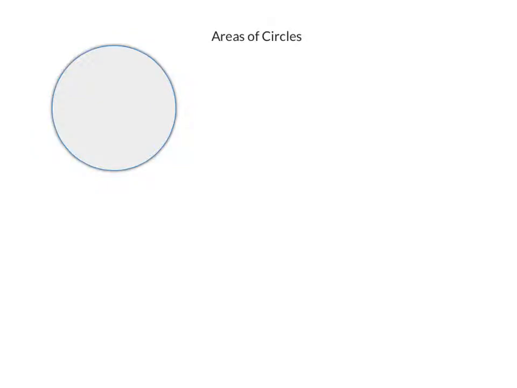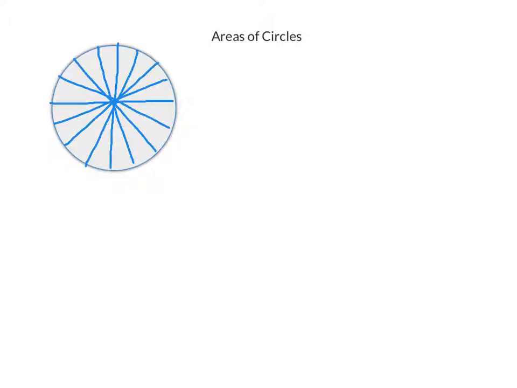So I'm going to quickly tell you, well, I don't know how quickly, I'm going to tell you about how we find the area of a circle. It's related to rectangles and parallelograms. The first thing we do is take a circle and cut it up into lots and lots of pieces. So I've cut it up freehand into 16 pieces.